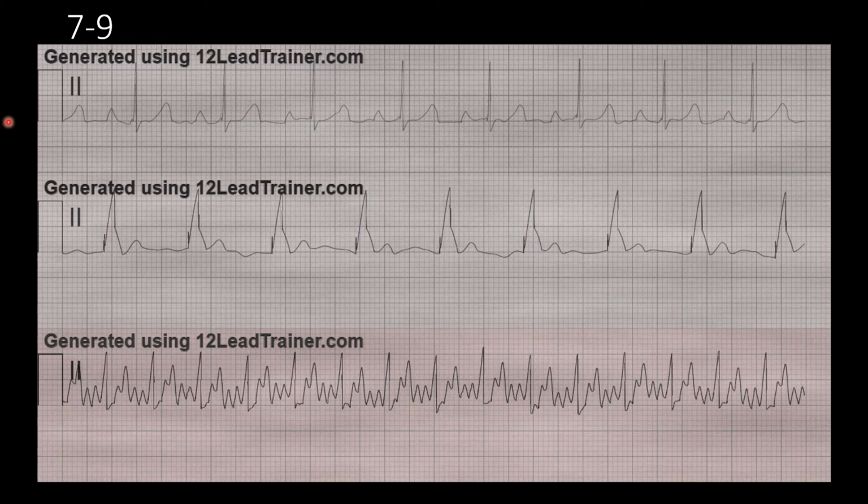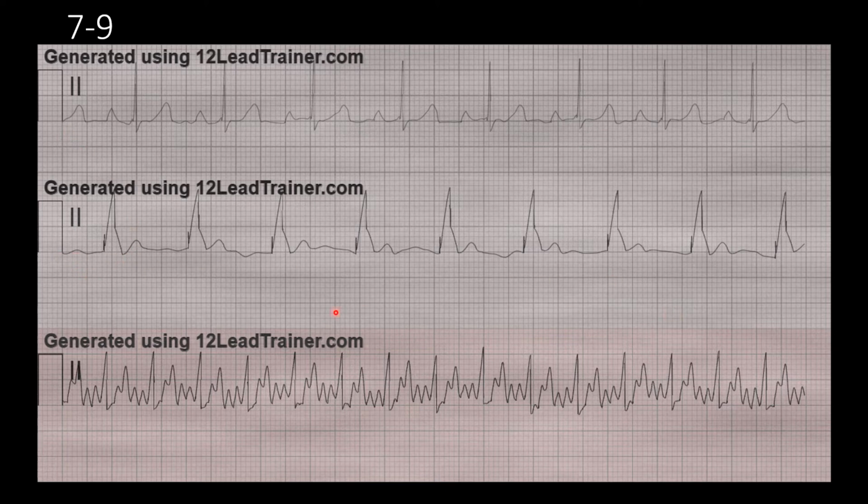Our PR interval is about 0.20 seconds, so about 5 small boxes. So it's not quite an AV block, it's borderline, but not enough that I would call it that. So with all that, I would say that this is a sinus tachycardia, and you could say borderline first degree AV block if you wanted to, but the main thing is that this is a sinus tachycardia.